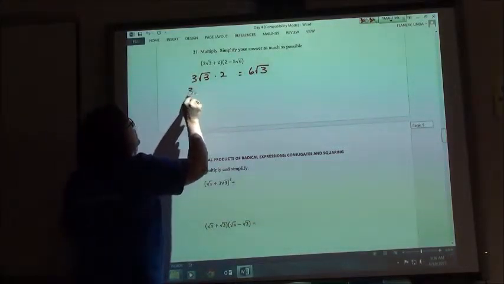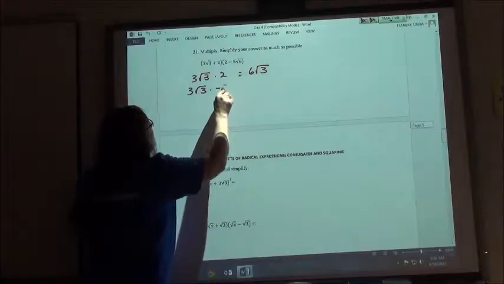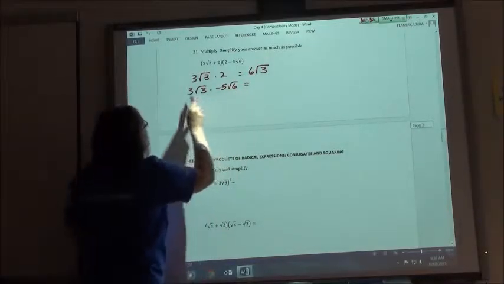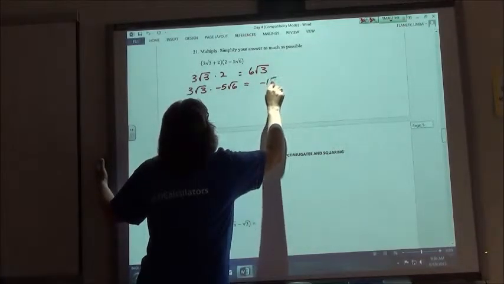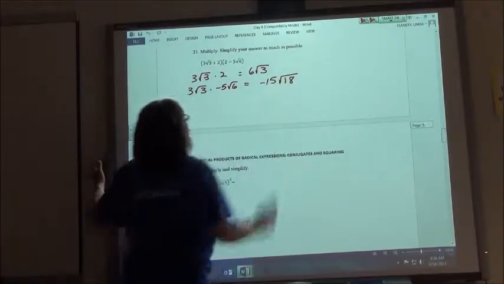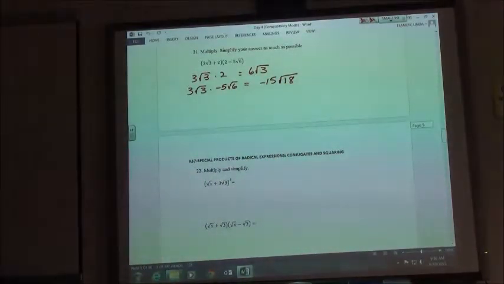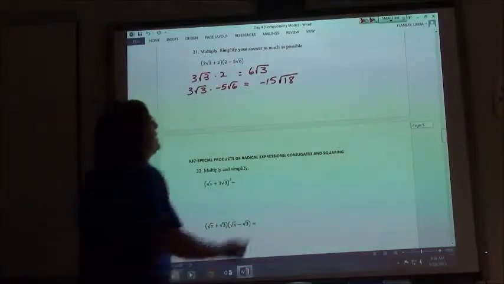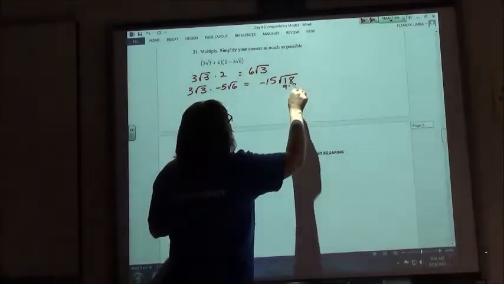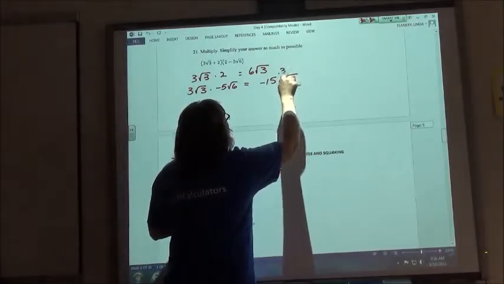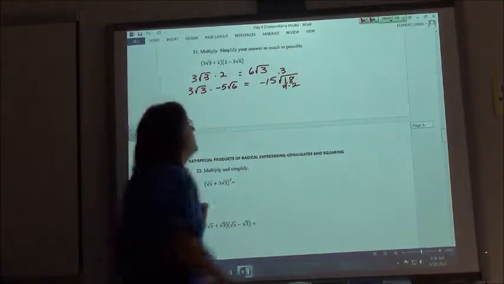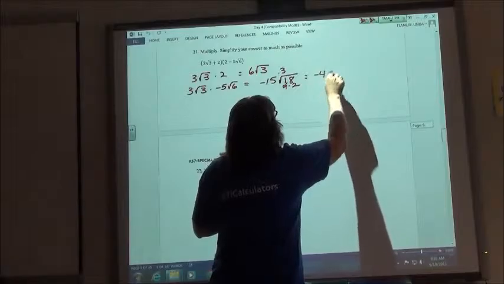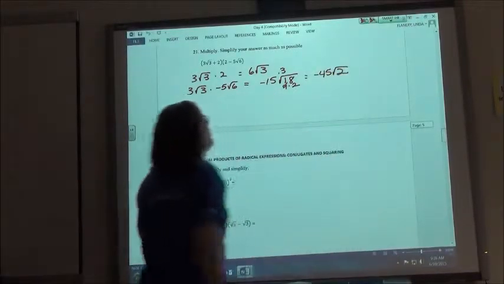Then I'm going to take my 3 square root of 3 times my negative 5 square root of 6. That's going to give me negative 15 square root of 18. Now in this one, I can simplify that one farther because I can simplify the square root of 18. 18 is 9 times 2, so the square root of 9 is 3. So if I take negative 15 times 3, I would get negative 45 square root of 2.